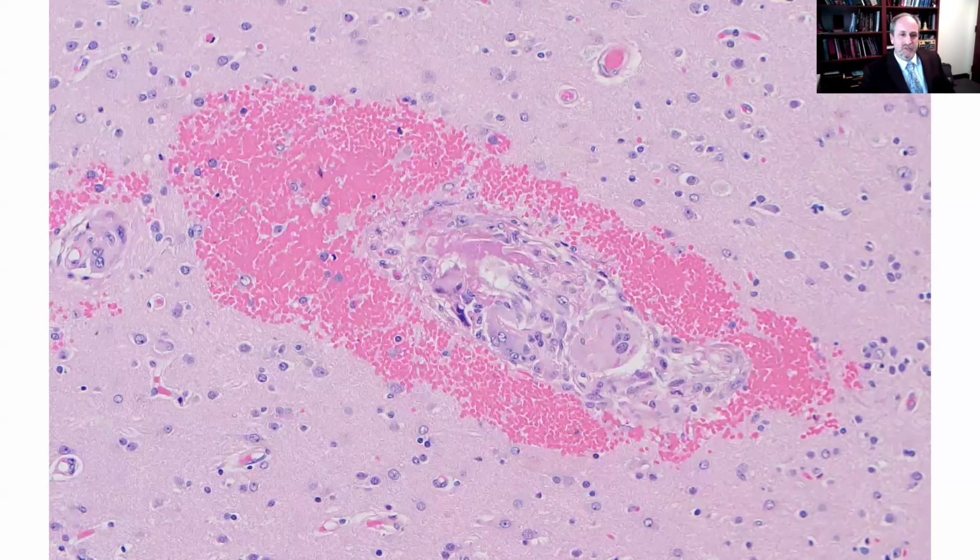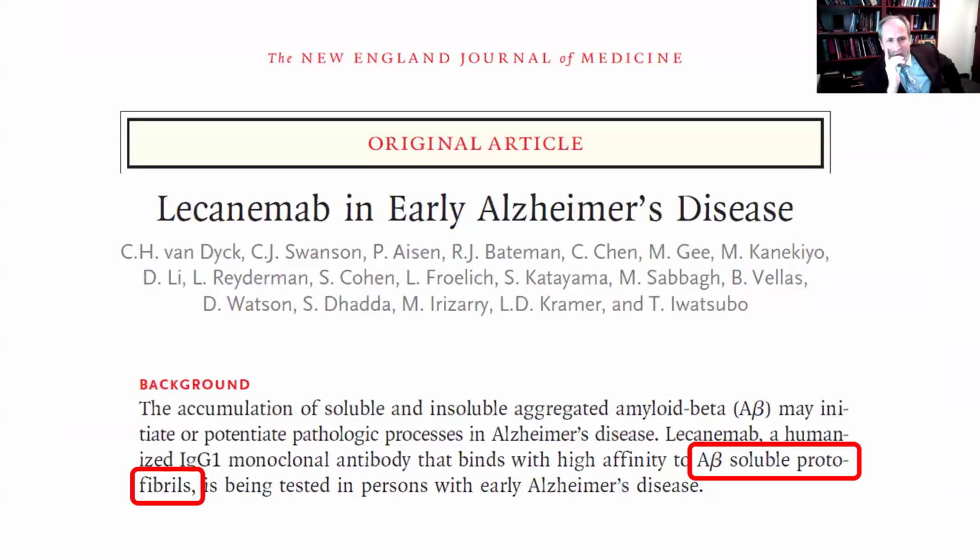But you can see here again, there's multinucleated histiocytes, there's a destruction of the blood vessel wall, fibrinoid necrosis, hemorrhage, etc. So the final point that I would make is the issue of target.